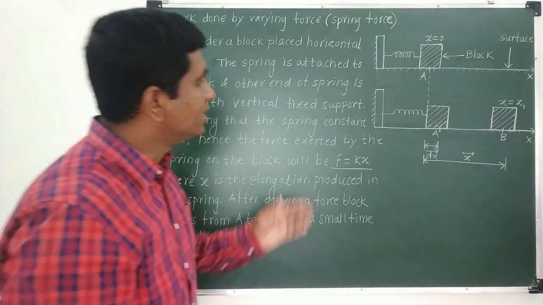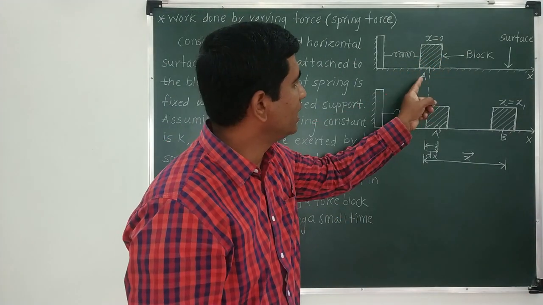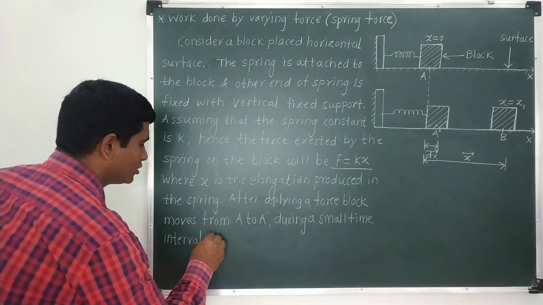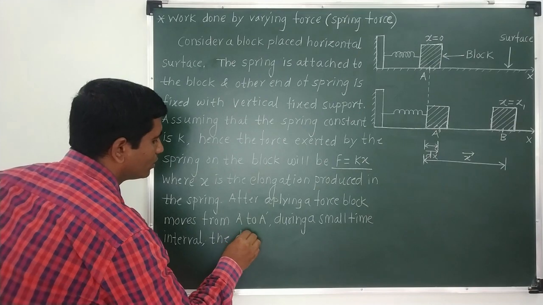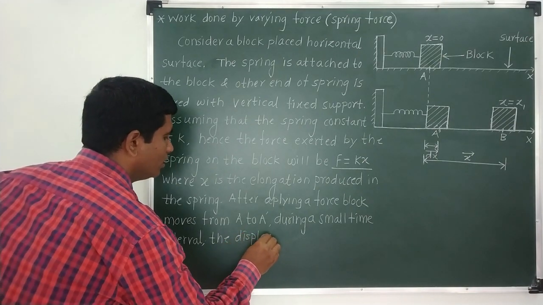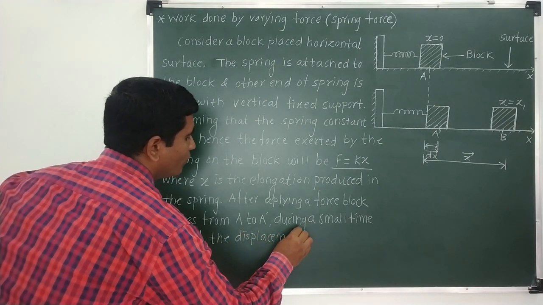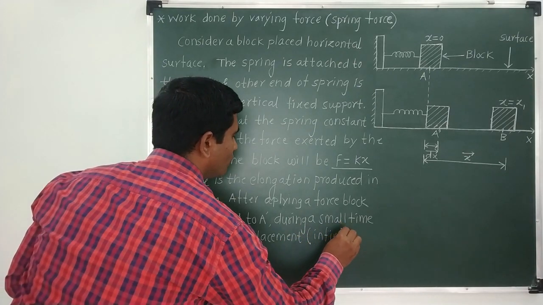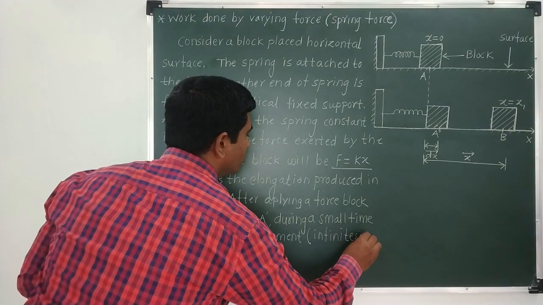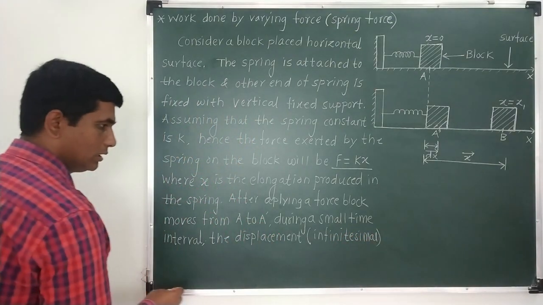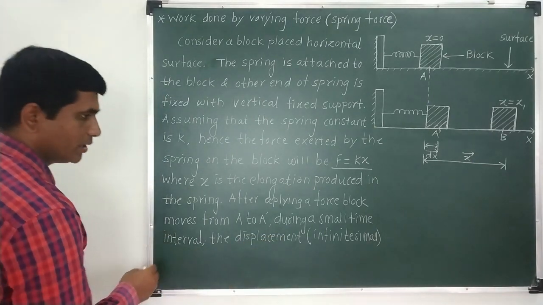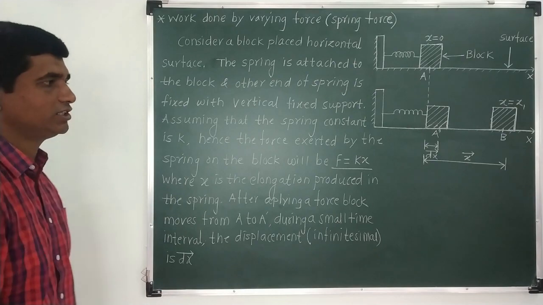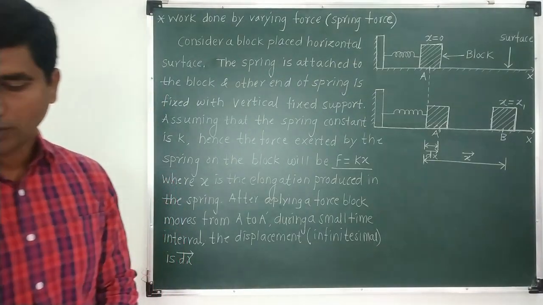Okay, now the displacement of the block, it is A to A dash, which is nothing but the dx bar. The displacement which is infinitesimal, small. Infinitesimal displacement is dx bar.